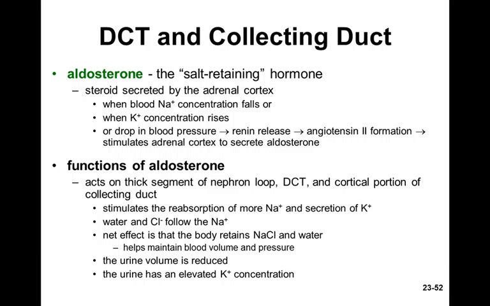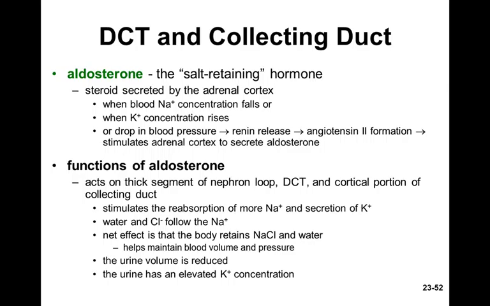Aldosterone is the first one we're going to look at. This is the salt-retaining hormone. It's, of course, secreted by the adrenal cortex, and it's secreted when blood sodium concentration falls, or when potassium concentration rises. This will cause a drop in blood pressure, and if the blood pressure drops, renin is released. That forms angiotensin II, and that stimulates the adrenal cortex to secrete aldosterone. So aldosterone is going to help maintain sodium in the body.